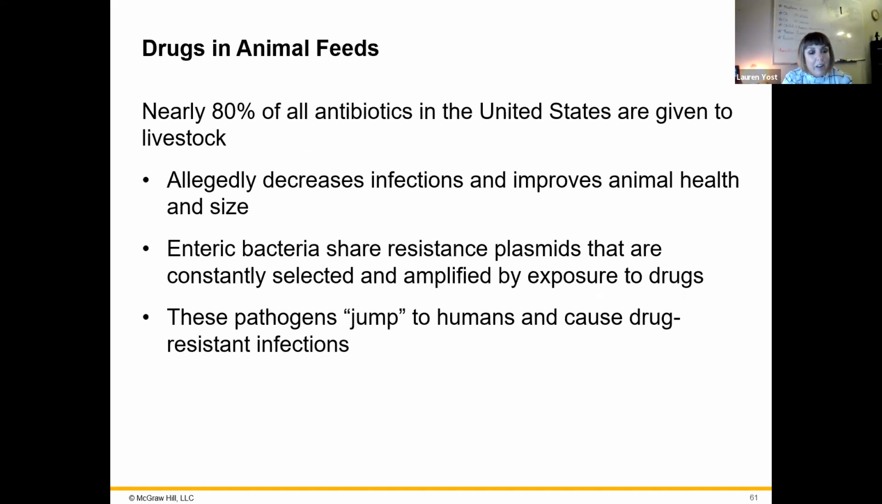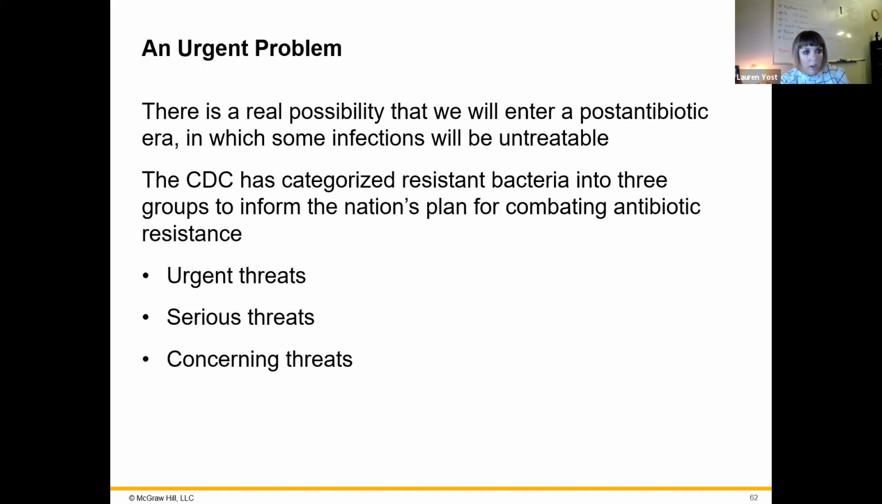So 80% of antibiotics in the United States are given to livestock. This supposedly decreases infections and improves animal health and size, but these pathogens are developing resistance to these drugs and can jump from the animals to people and cause resistance in us. Right, there are some things that are becoming so antibiotic resistant, it's a very serious concern.